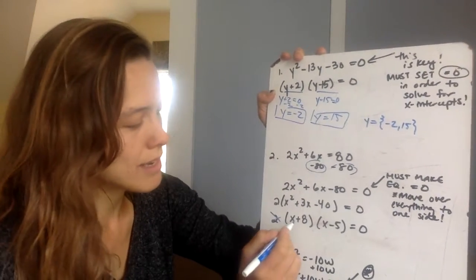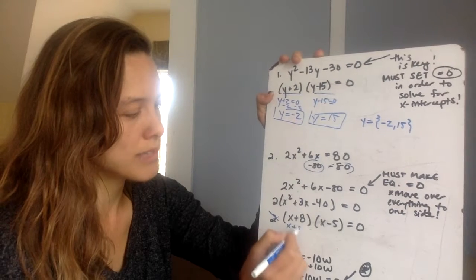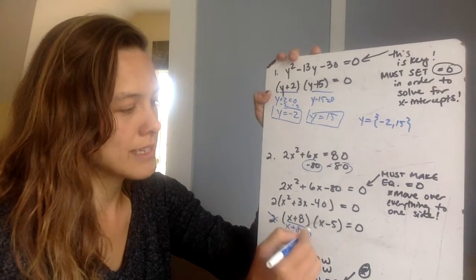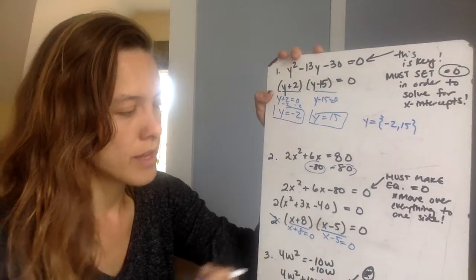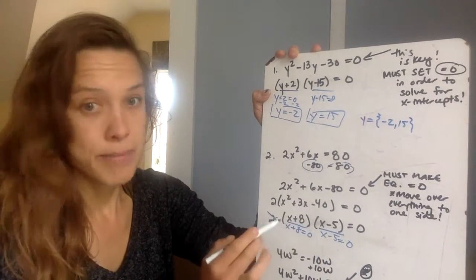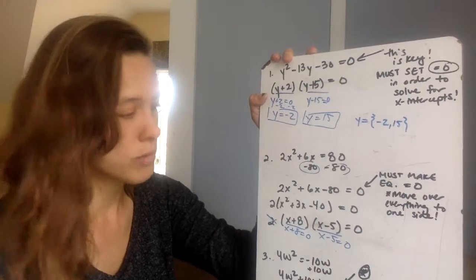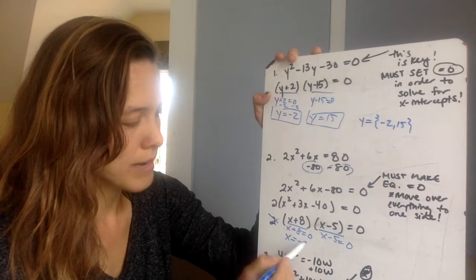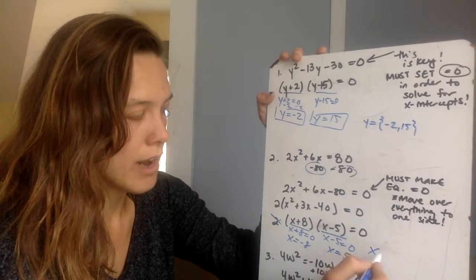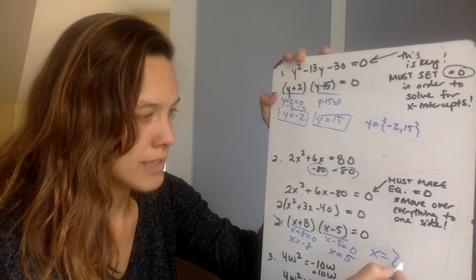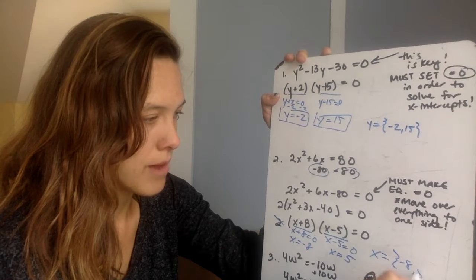So I set this binomial equal to 0, x plus 8 equals 0, and I set this binomial equal to 0, x minus 5 equals 0. If either of these becomes 0, the whole equation will be satisfied. So x equals negative 8, x equals positive 5. Writing that in roster notation, x equals negative 8, comma 5.